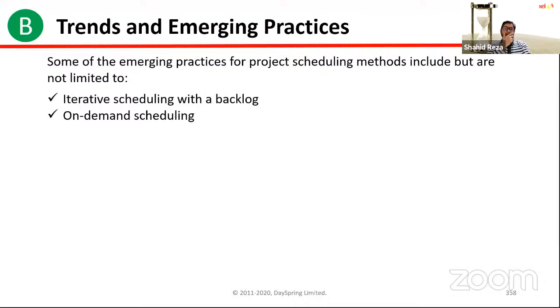All right. So trends and emerging practices. You will see 2 concepts here. One is iterative scheduling with a backlog. That we discussed in the first chapter. So in Agile, what happens? We keep everything in the backlog, right? And we take the backlog items and start an iteration. At the beginning, we start planning in detail. How we will do that, who will do that, how much time it will require. That is iterative scheduling with a backlog.